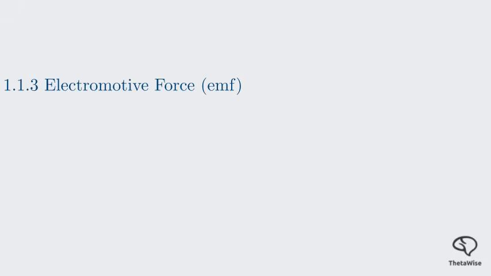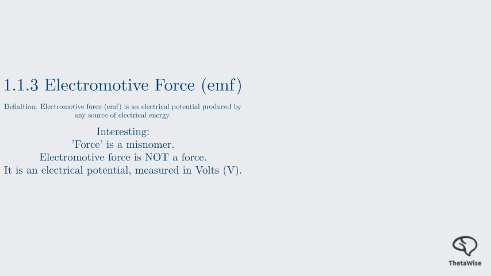While potential difference refers to the voltage across the terminals of a circuit, another related term is electromotive force, or EMF. Electromotive force is the electrical potential produced by any source of electrical energy. You might hear the word force and think it's measured in newtons, but it's not. That's why it's considered a misnomer. EMF is a form of potential, so it's also measured in volts. So, if both EMF and potential difference are measured in volts, what's the difference? Let's clarify this crucial point to avoid confusion.